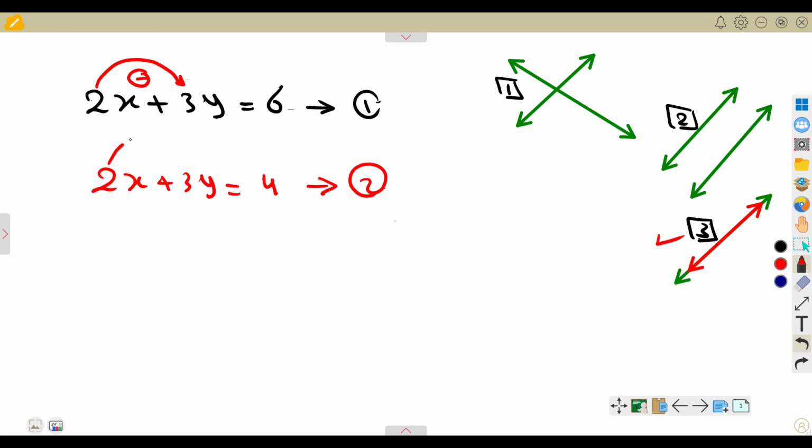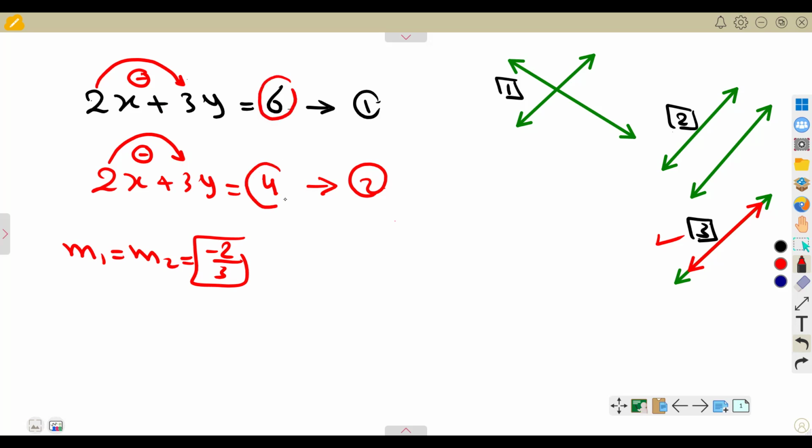And also here, it's negative 2 over 3. This means that the two gradients, M1 and M2, are both equal to negative 2 over 3. So they have the same slope, or the same gradient. But they are different in the absolute term. In this case, the two lines are parallel. So the condition is that two lines are parallel when they have the same gradient or the same slope.